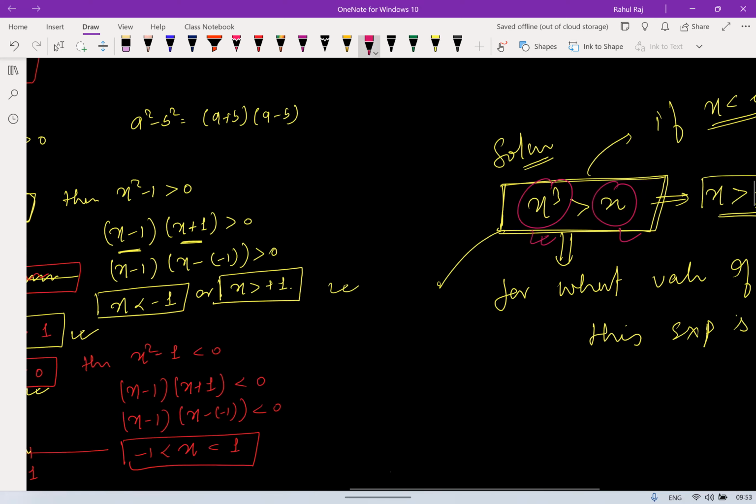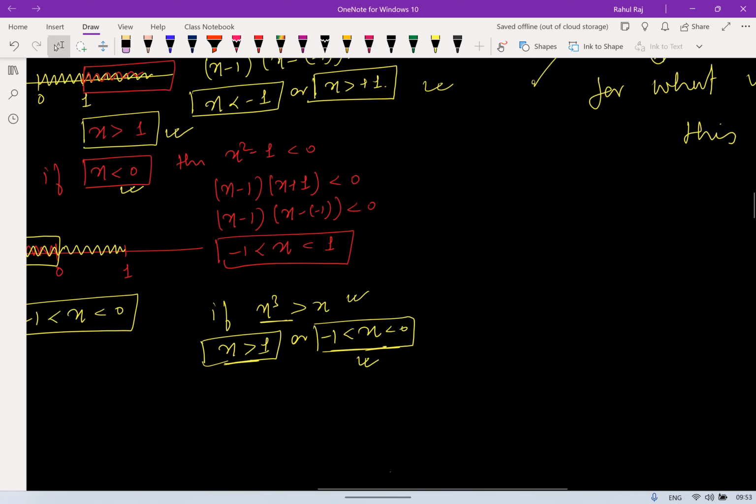But the point is, if you take the solution where x lies between -1 and 0, and you take x equal to -2, this inequality won't hold. You can check it for yourself. You can't say -8 is greater than -2, because with negatives, the higher the magnitude, the lower the value. Agreed? Any doubt here?